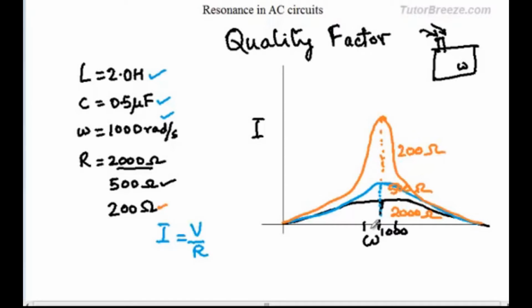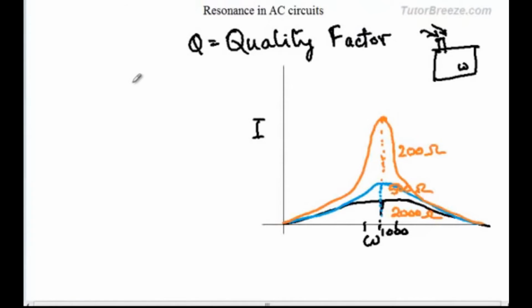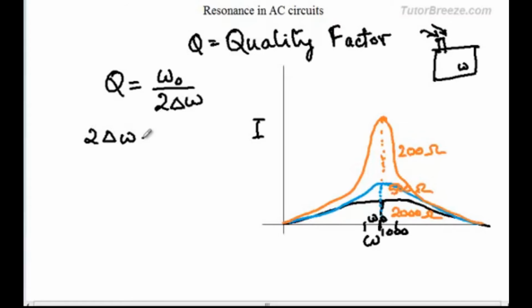Now if you want to give a numerical value to the sharpness of resonance, then that is called the quality factor Q. The quality factor Q is defined as omega naught by twice delta omega. See, omega naught is the resonant frequency. So this value is omega naught, and 2 delta omega is equal to omega 1 minus omega 2.